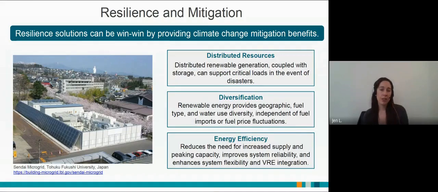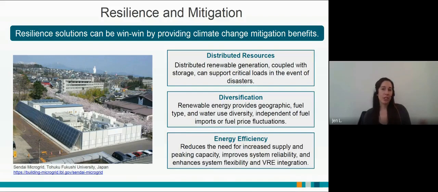The first thing, distributed resources. So this would be things like microgrids. Distributed renewable generation, when coupled with storage, can support critical loads in the event of a disaster. And what I'm showing here on the left is a photograph of a renewable energy microgrid on a teaching hospital in Japan. I use this example all the time. This teaching hospital maintained power for several days throughout the really large earthquake that we all heard about in Japan, while there was no power anywhere else. And they were able to treat patients and maintain full facility operations during that time.